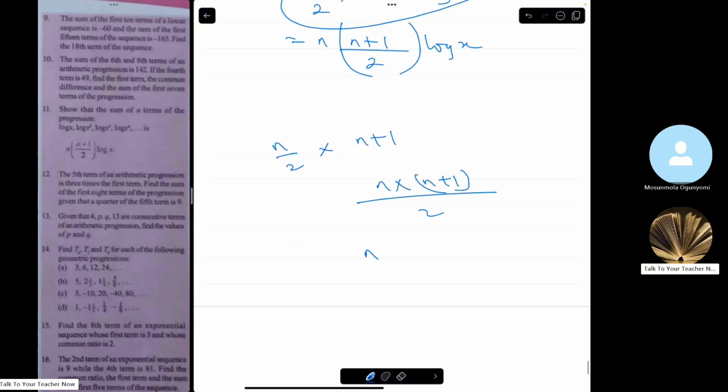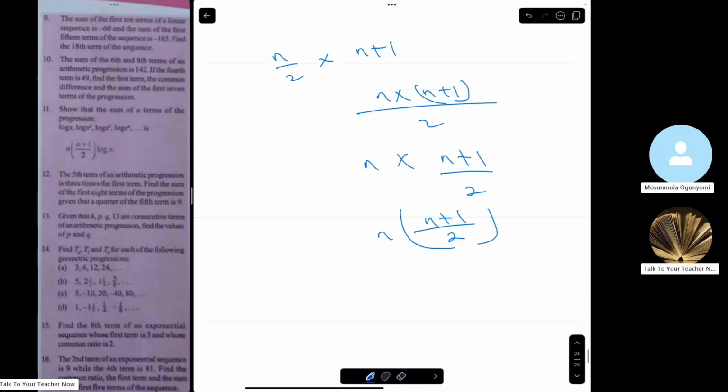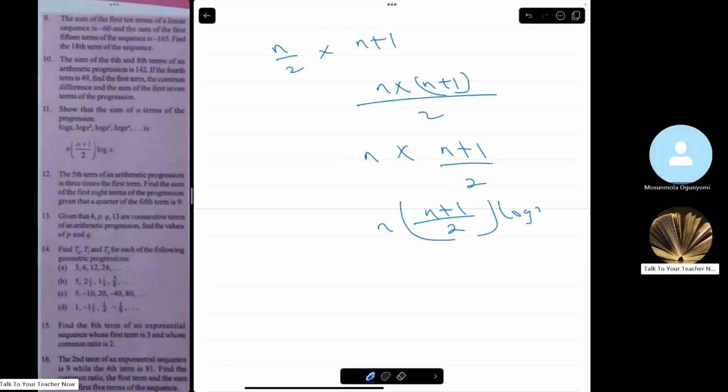And you can write it as n times n plus 1 over 2. And that's the same as n into bracket n plus 1 over 2. Exactly. Yes, sir. Simple. That was a piece of cake.